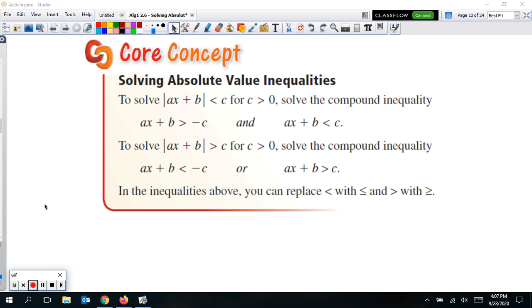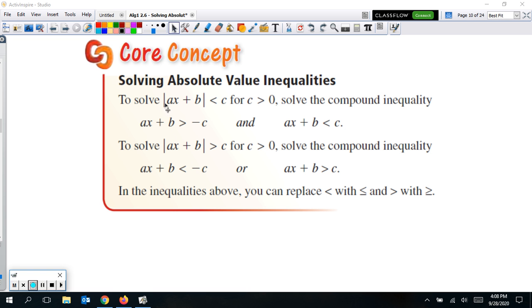So now also in your notes you have this core concept, solving absolute value inequalities. So here it shows you now what we would do if we have an absolute value inequality. If it is a less than sign like this, you have the absolute value by itself. So this is our absolute value expression. It's by itself. It's less than a positive number here. C would have to be a positive number. C is greater than 0. We're going to write it as two separate inequalities.